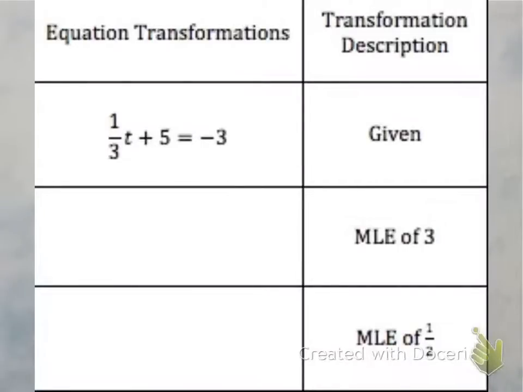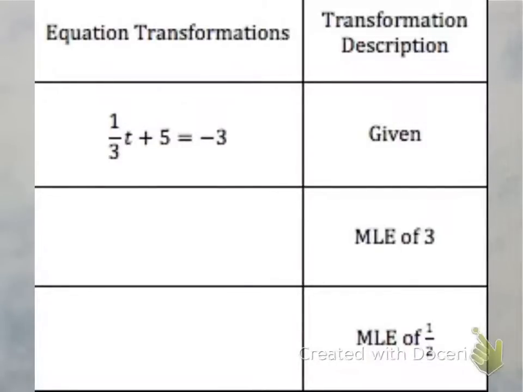Right, we're going to continue to practice the transformation. With this next equation as our given, 1/3 t plus 5 equals -3, I want you to apply an MLE of 3. While we're doing these practice problems, it might be a good idea for you to pause, do the problem, and then continue the video, so that you have a chance to do the problem and then check with what I have. So go ahead and pause, do the first one with an MLE of 3, and then check.